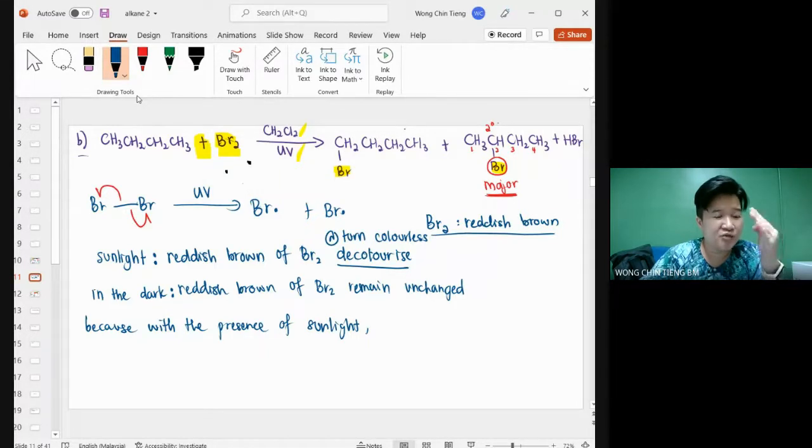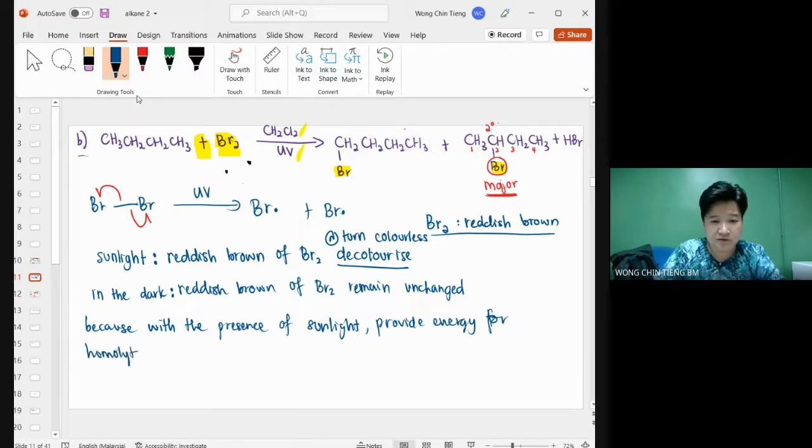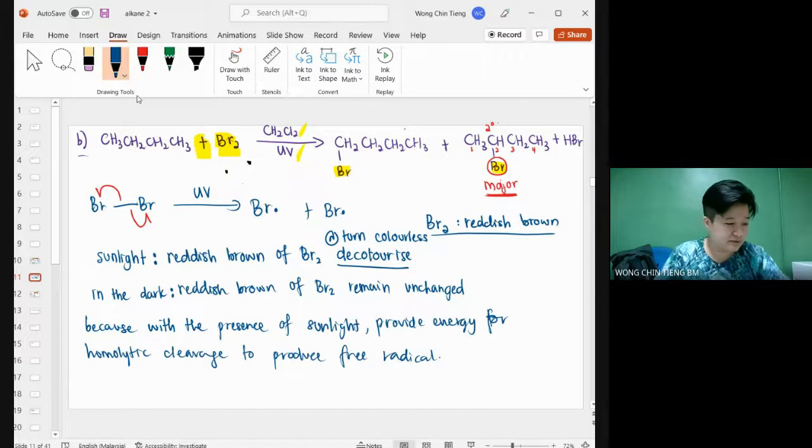Okay? Whenever we are comparing sunlight and in the dark, soalan akan tanya 2 benda je. Observation, reason. So the observation is what we give to you. The second reason is definitely the function of UV. Okay? Provide energy for homolytic cleavage. Seperti yang Umi cakap, for homolytic cleavage to produce free radical. This is the reason. Okay? Make sense?